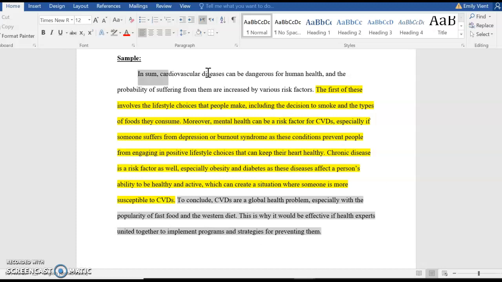So those are the requirements for your concluding paragraphs. Again, when I go over the rubric for the final term paper, I'll show specifically on the rubric where you'll be graded for the conclusion. But you need to have these 3 parts if you want your maximum points.